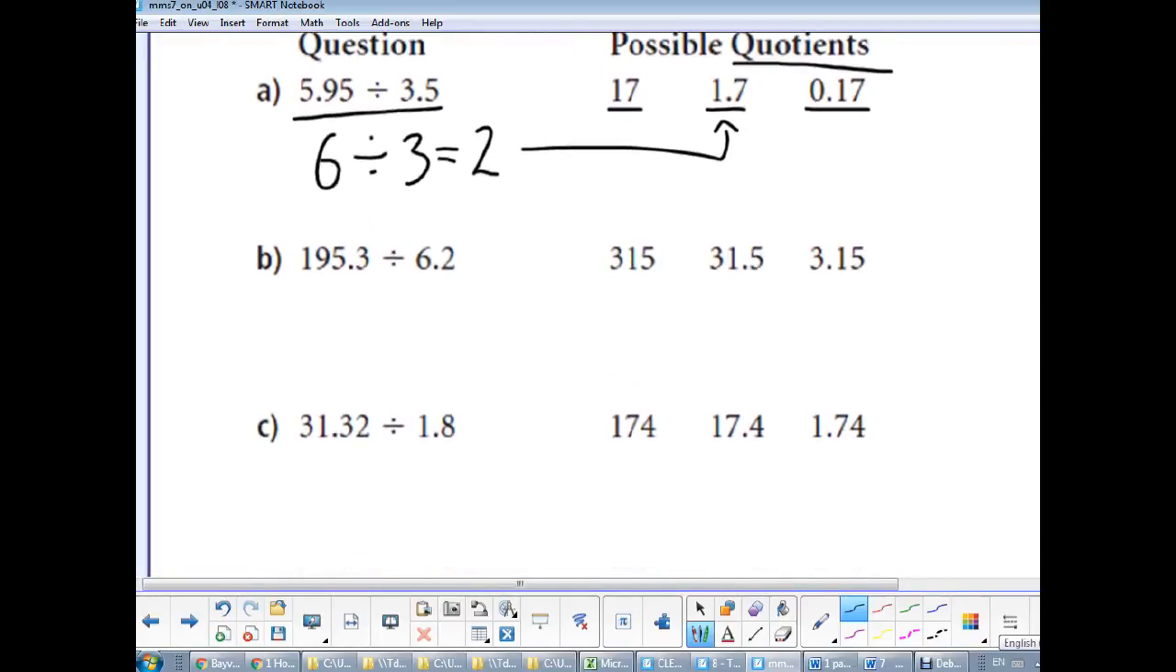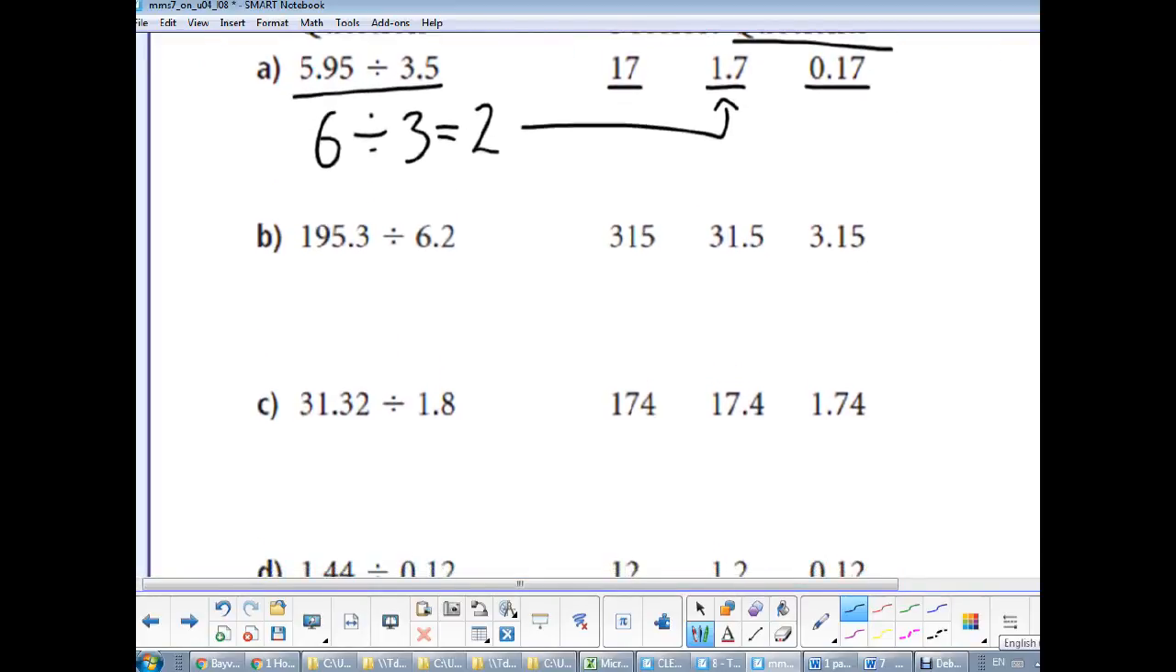Going down to B, 3 possible quotients. The question, 195 is close to 200. And again, we're looking for mental math, easy numbers. Some of you are choosing very difficult numbers to divide in your head, which you would have to write down. The idea is to choose numbers here where you don't have to write anything down.